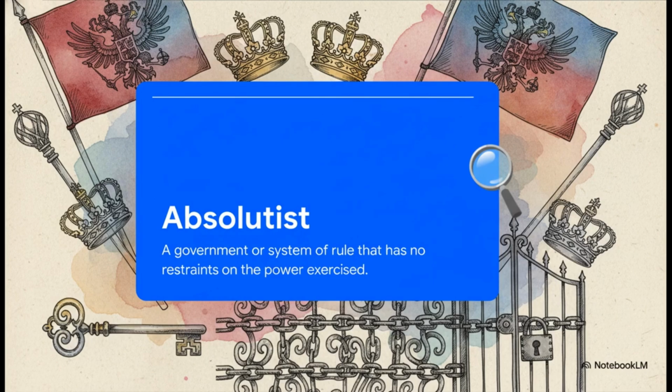Absolutism. Think of an absolutist government kind of like a rigged game, where one single player holds literally all the power and makes all the rules, and totally forbids anyone else from arguing or changing how the game is played. Historically, this refers to monarchical governments that were highly centralized, heavily militarized, and deeply, deeply repressive.